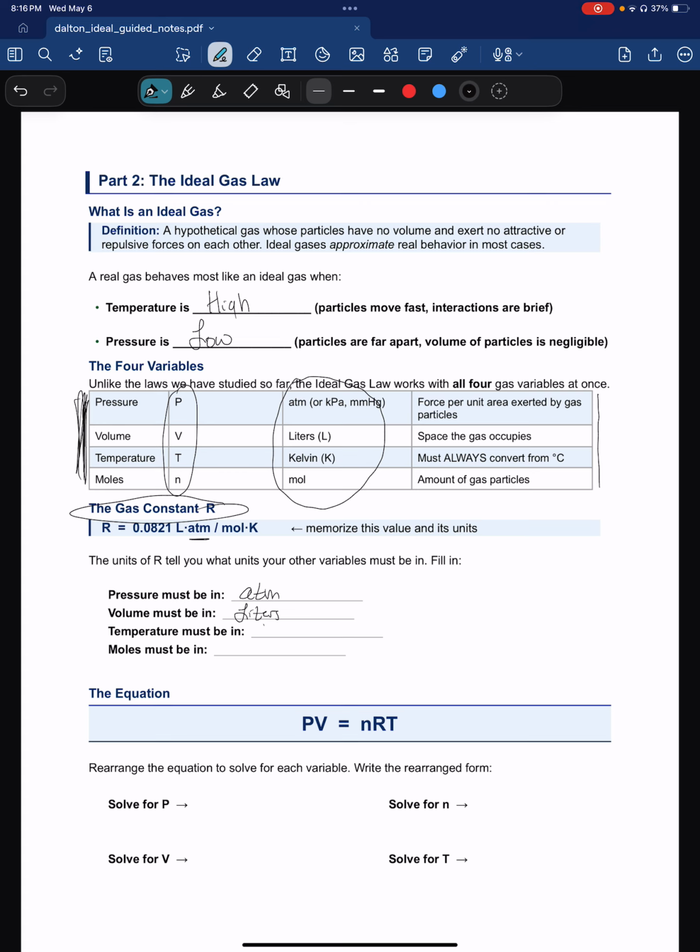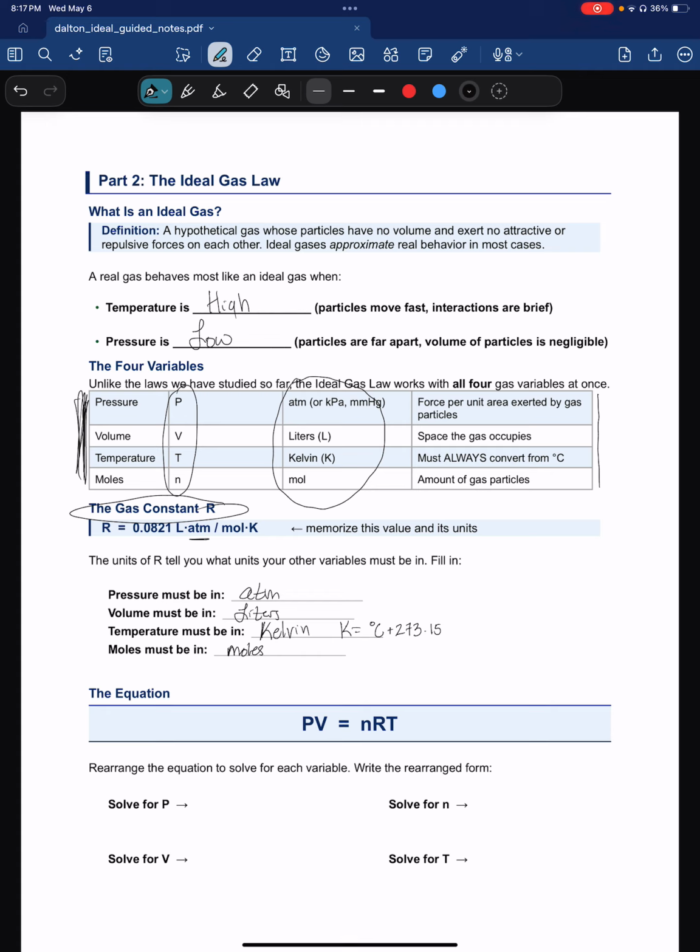Temperature must be in Kelvin. That's not new. We've known that they need to be in Kelvin. And remember that the conversion factor here is Kelvin is equal to the degrees Celsius plus 273.15. Great, and moles must be in moles. That one's easy to remember. I'm having a hard time writing this. Moles. Great.